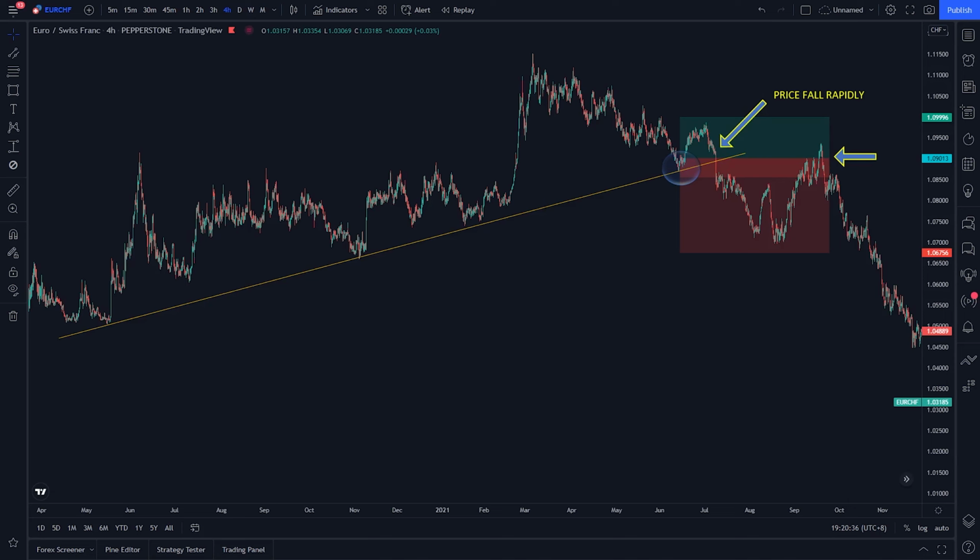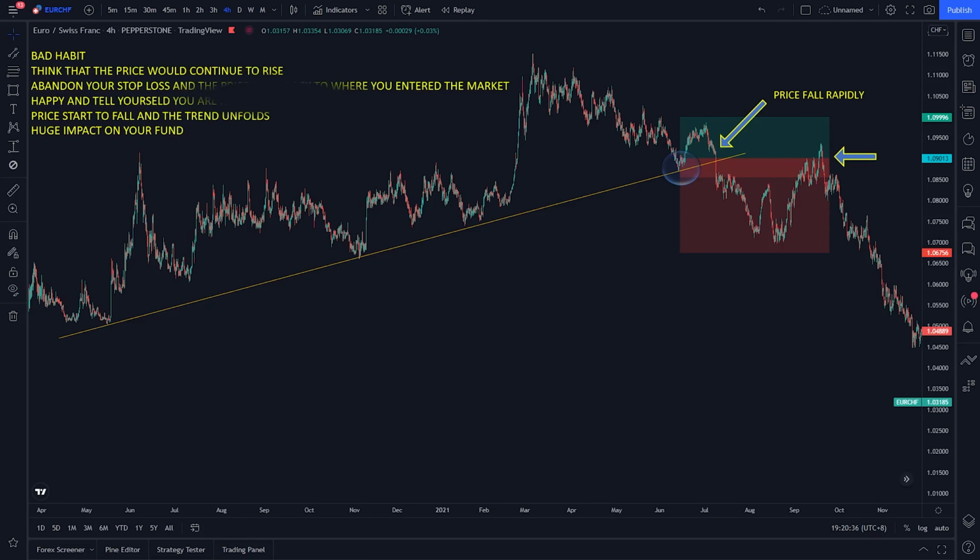At that time, if you had such a bad habit, you would think that the price would continue to rise. So your stop loss could not be set. At this point you will abandon your stop loss and the price came back to where you entered the market. At this point you will be happy and tell yourself that you were right because the price has started to rise, but then it is not as good as you want. The price starts to fall and the trend unfolds. If such an unfortunate situation happens, it will have a huge impact on your funds.